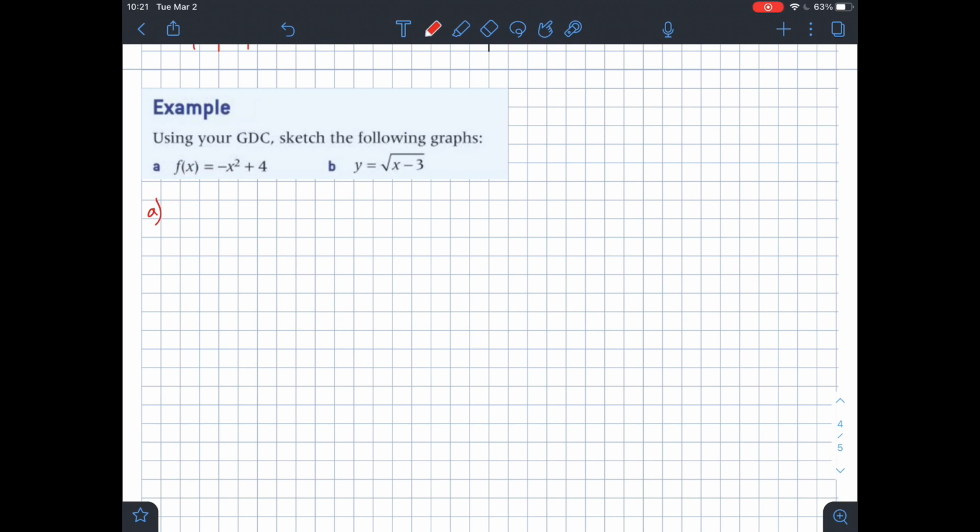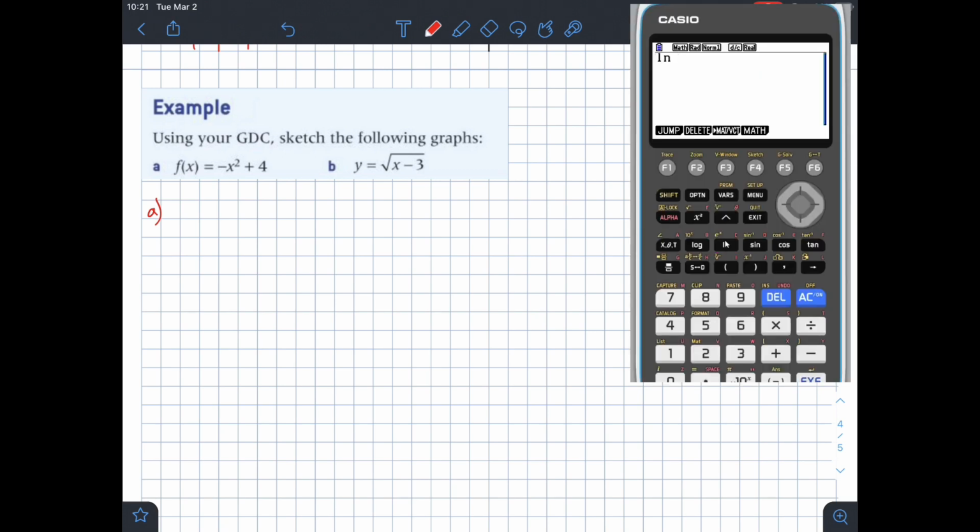So for part A, we want to do a sketch of negative x squared plus 4. Let's go to the calculator for a second. If you take a look at the calculator right now, let me erase this. We're going to go to menu graph, which is menu 5, and plug in our first equation, which is negative x squared plus 4. Remember to use this x over here, not the one over here.